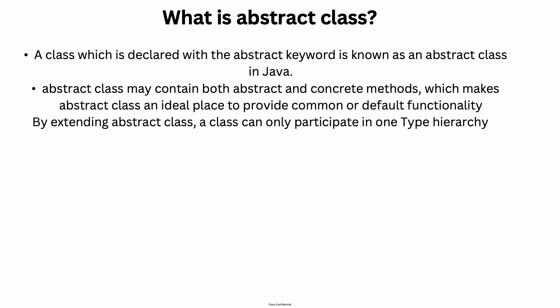So yeah, that's it. What is an abstract class? A class which is declared with the abstract keyword is known as an abstract class in Java. An abstract class may contain both abstract and concrete methods, which makes it an ideal place to provide common or default functionality.